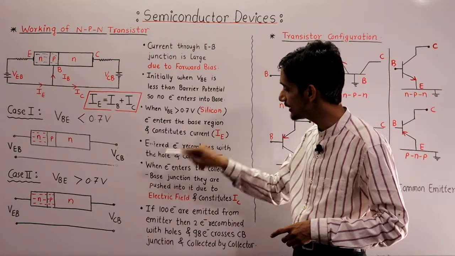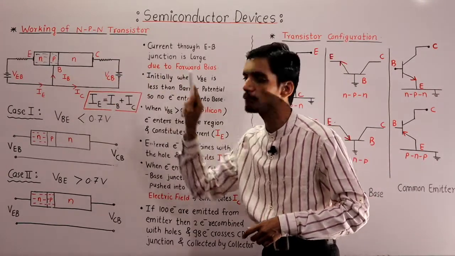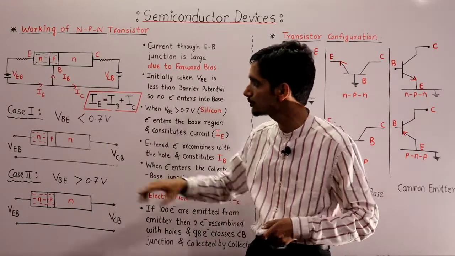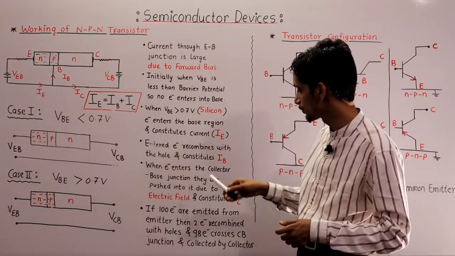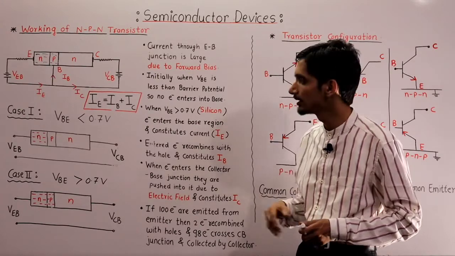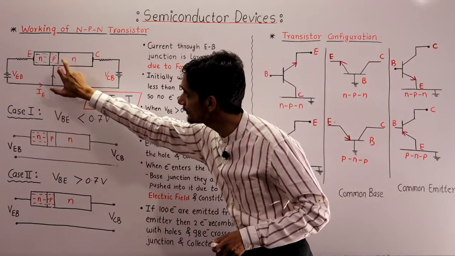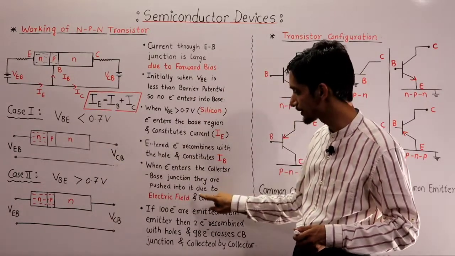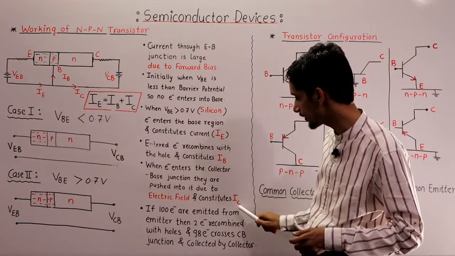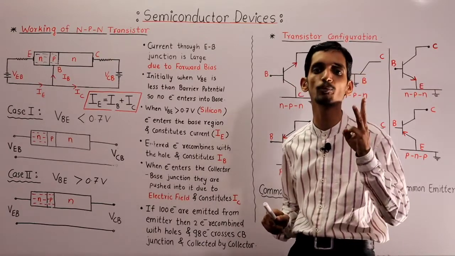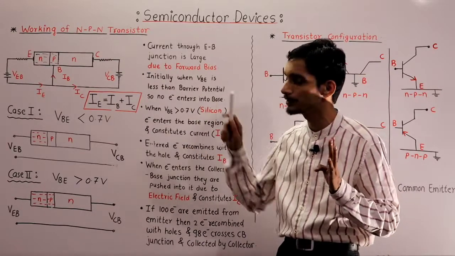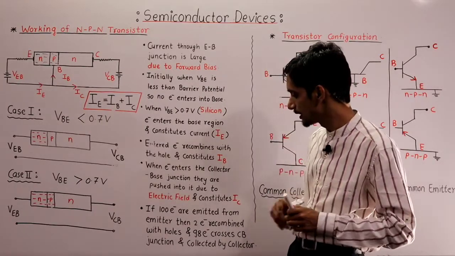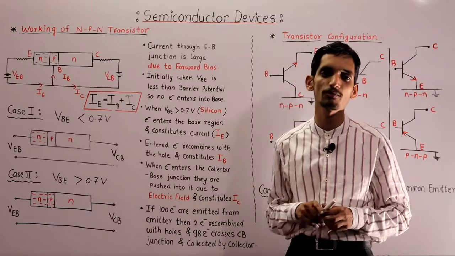Afterwards, when electrons enter into the base region, they recombine with the holes in the base region and constitute the current called base current. So this is the base current, and the remaining electrons inside the base enter into the collector due to the electric field, and constitute the current called collector current. So these three components of current are justified with the help of this diagram: emitter current, base current and collector current. Now, some important statistical data that we have to understand.